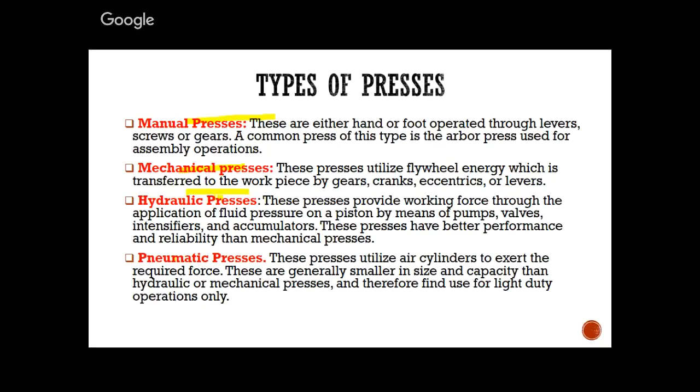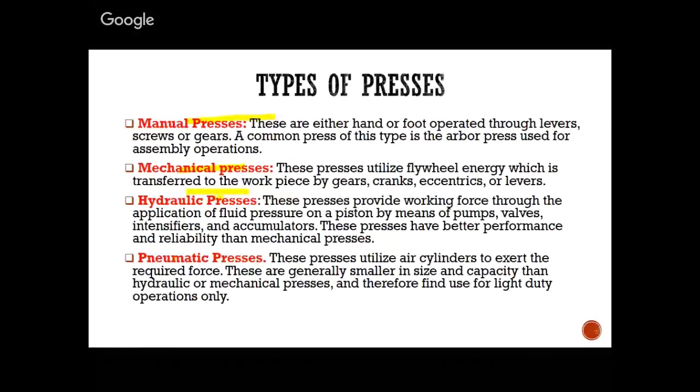In your syllabus you have two major types of presses: manual presses, for example a fly press, and the power press, which is the example for the mechanical process. So you have only two components in your syllabus. Let us discuss the fly press and power press one by one.